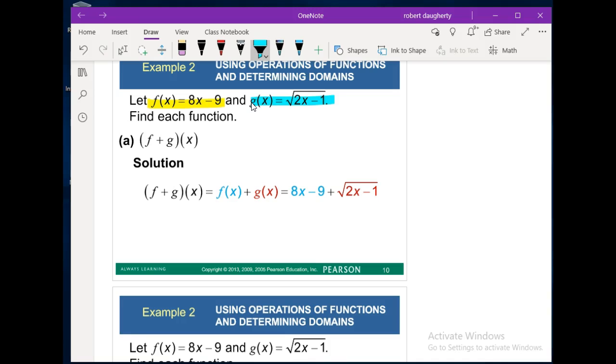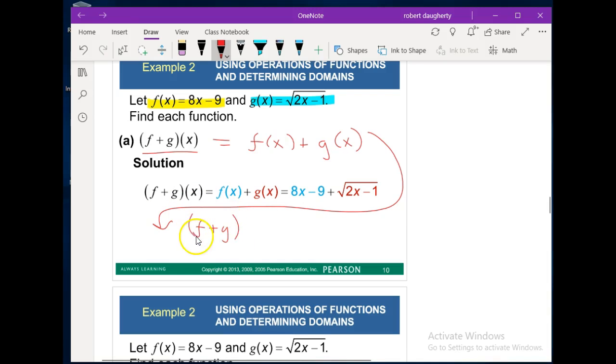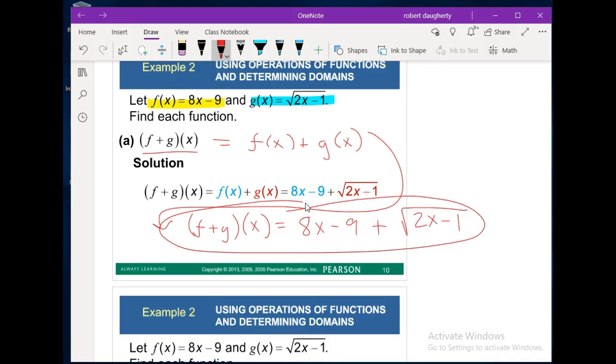Now what we're asking is, instead of plugging in a specific value, what is f plus g of x? By definition, this is f of x plus g of x. So what is my definition of f of x? f plus g of x is going to be 8x minus 9 plus, what is g of x? The square root of 2x minus 1. So that's the expression for f plus g of x. And if I needed to evaluate this at a specific number, now I could plug that number in. So I've got an algebraic expression that shows me what f plus g of x is.